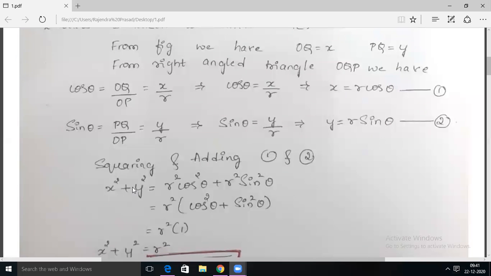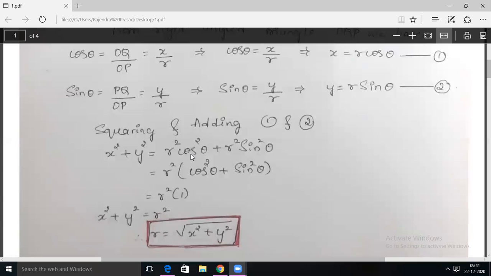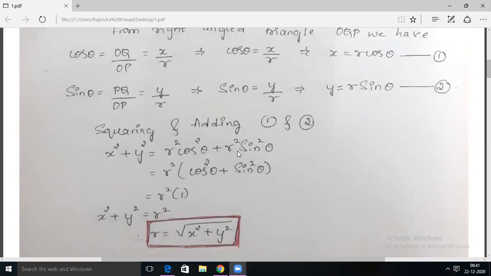So observe here, x square plus y square is r square cos square theta plus r square sin square theta. Here r square is common, so we take r square out, and the remaining part is cos square theta plus sin square theta. We know that cos square theta plus sin square theta is equal to 1. So r square into 1, finally we get r square.